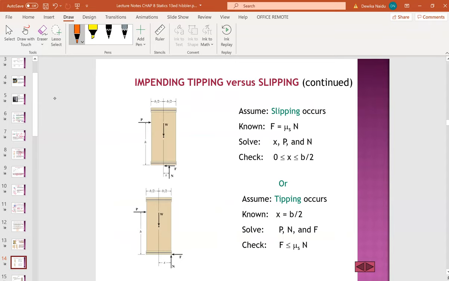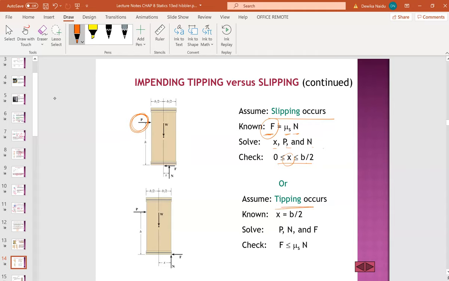How does the slipping occur? Known is F equals mu s N, so you solve for this. Then check if x is in between. If it's between 0 to b over 2, or even if it's negative, no problem. It's very safe. It will never tip, but it may slip, because slip occurs if the push is the same as or greater than the friction. If the push is greater than the friction, then the slipping will occur.